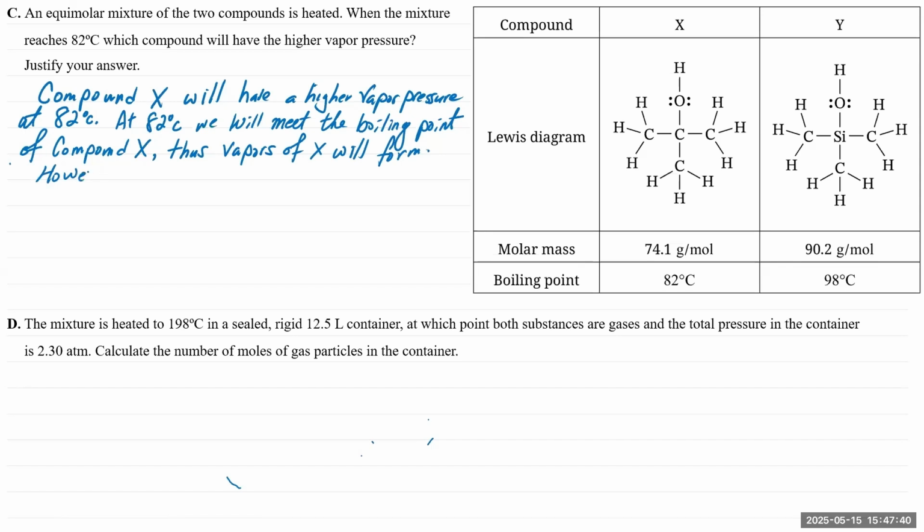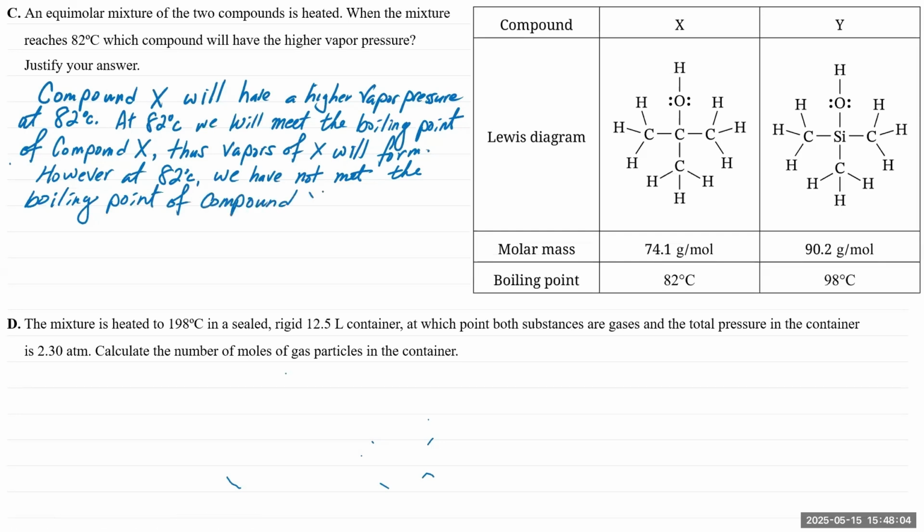However, at 82 degrees Celsius, we have not met the boiling point of compound Y. Therefore, we will see less molecules. Oh, actually, that's not true. It wouldn't be less. We wouldn't see any. Yeah, my apologies.